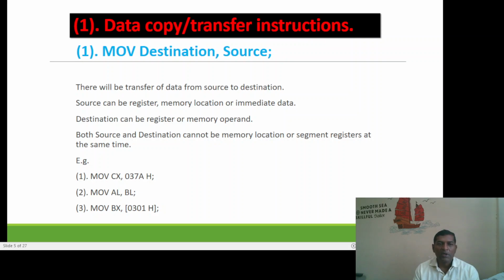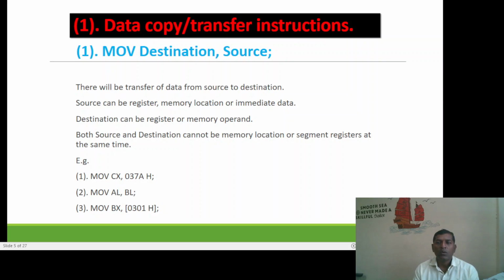Source can be a register, memory location, or immediate data. Destination can be a register or memory operand, a memory location to where the data has to be transferred. Both source and destination cannot be a memory location or a segment register at the same time. Segment registers, we know, are CS, DS, ES and SS.